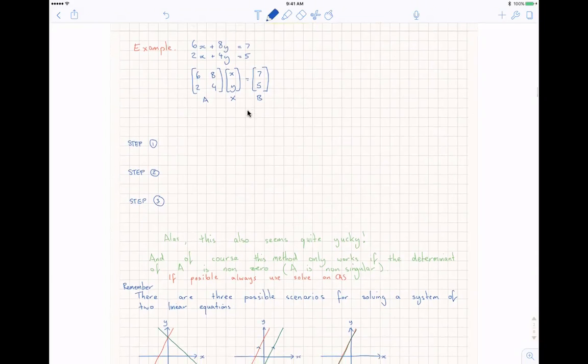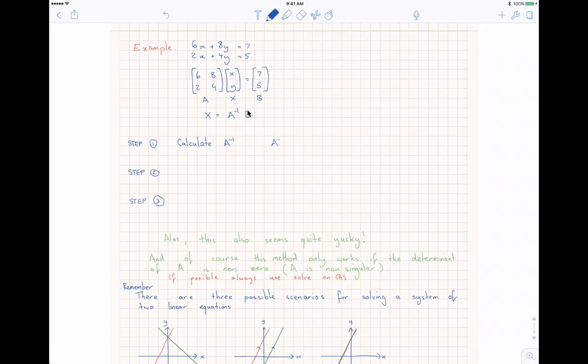So in order to solve this system of equations, we're now going to find the solutions by multiplying A inverse times b, which means we need to find A inverse. So the first thing we're going to do, our first step, is to calculate A inverse.